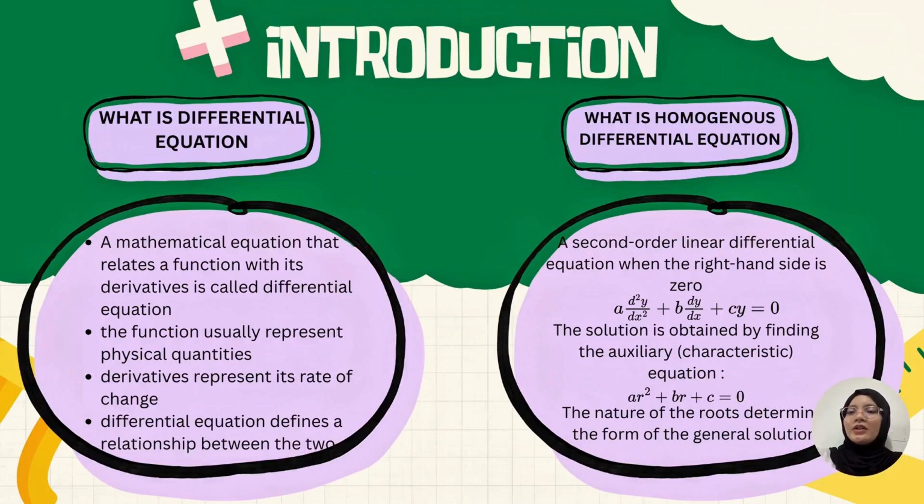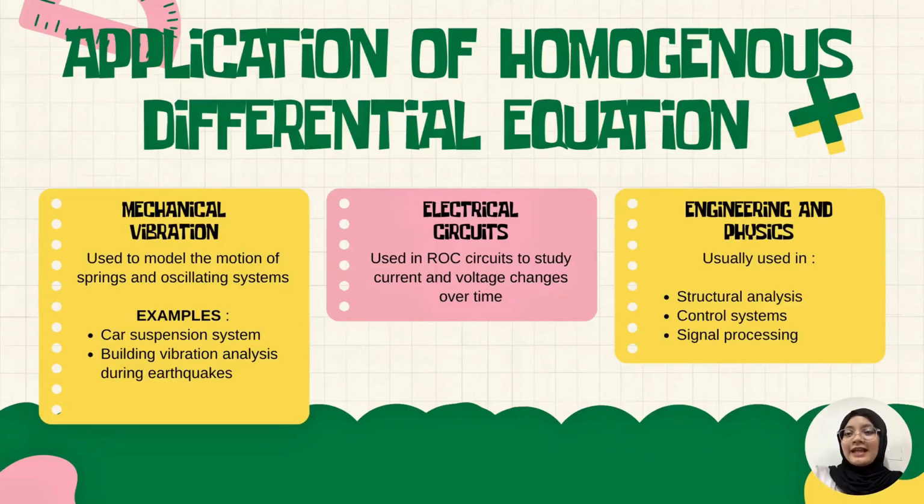It is a second-order linear differential equation where the right-hand side is 0. The solution is obtained by finding the auxiliary equation, which is the characteristic equation. The nature of the roots determines the form of the general solution. Next, I will explain about the application of homogeneous differential equations.